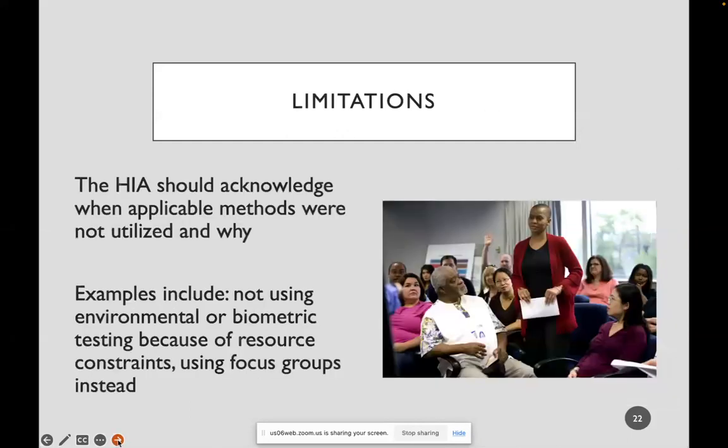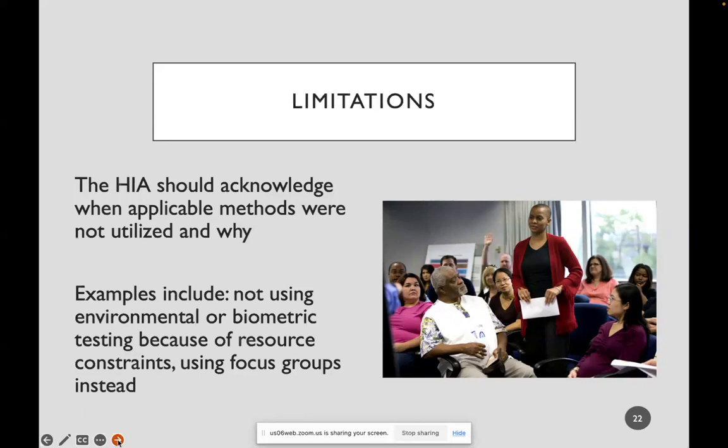Making sure in your limitations section that you're also acknowledging when applicable methods were not used. Maybe there's a modeling technique that you could have used or that exists. Maybe it's too expensive. Maybe there's not air quality data, for example, for this particular neighborhood. It only exists citywide, or you can't drill down to a census tract with air quality data. Just say that, right, in your HIA, or say how you extrapolated that citywide data down to your census tract, and just being very clear about it.